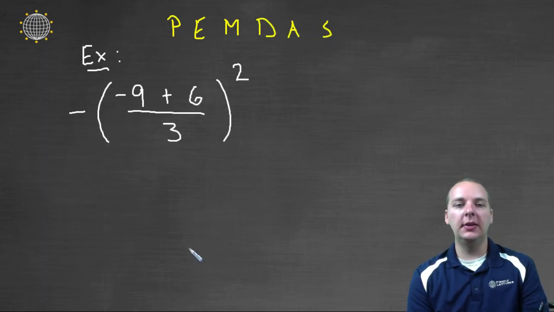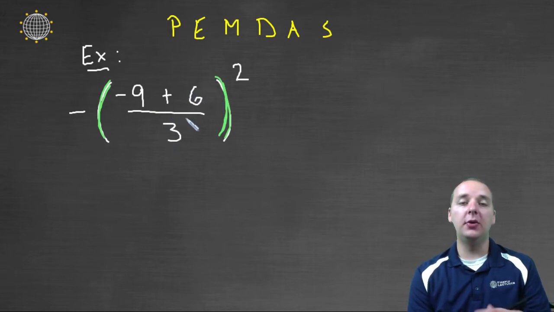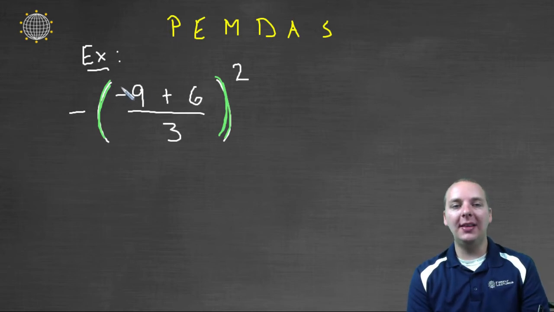Okay, we'll start with parentheses. So I have to compute what's inside the green parentheses before I do anything. Now I have -9 plus 6 divided by 3. How do we compute what that is? Well, I have to do order of operations on that as well. And even though it's not written, there's an understood parentheses grouping the numerator and the denominator.